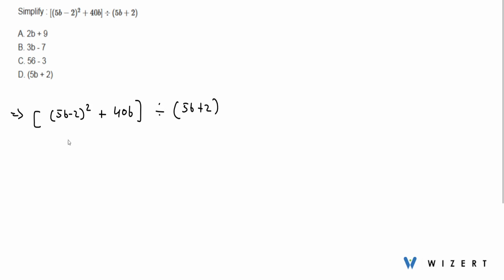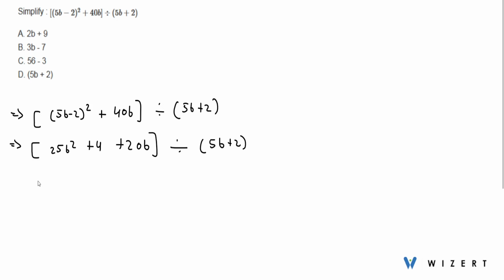Okay, so (5b minus 2) whole square can be written as (5b) whole square, which is 25b square, plus 2 square, which is plus 4, minus of 2 multiplied by 5b, which is minus of 10b, multiplied by 2, which is minus of 20b. So 40b minus 20b will become plus 20b, right? And then we have divided by 5b plus 2.